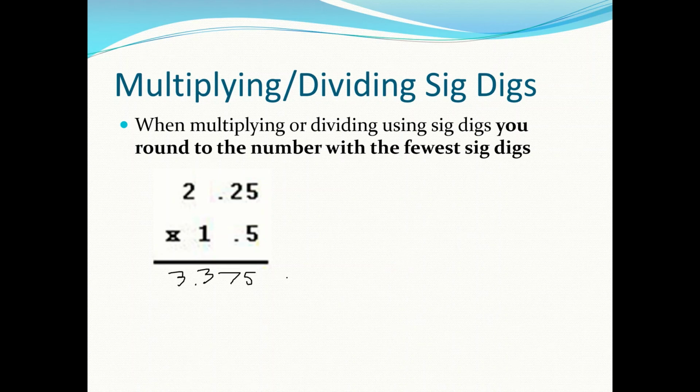But what my calculator doesn't do is give me the answer to the right number of Sig Digs. So I need to find my Sig Digs. This has 3 Sig Digs, this has 2 Sig Digs, and I need to answer to my least accurate measurement. So 2 Sig Digs is my least accurate measurement. So I underline the first 2 Sig Digs. So 3 and 3 are my first 2 Sig Digs, and then I look at the one after.